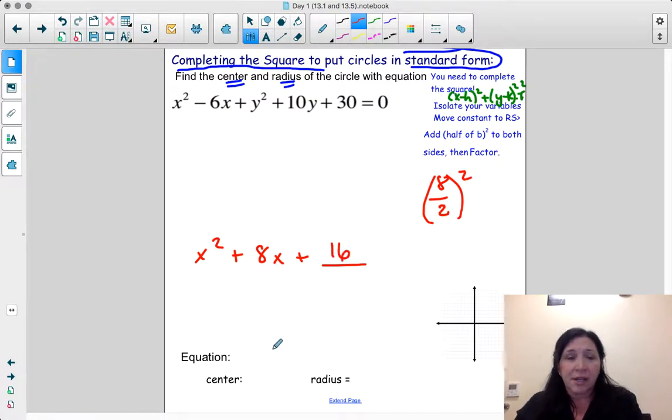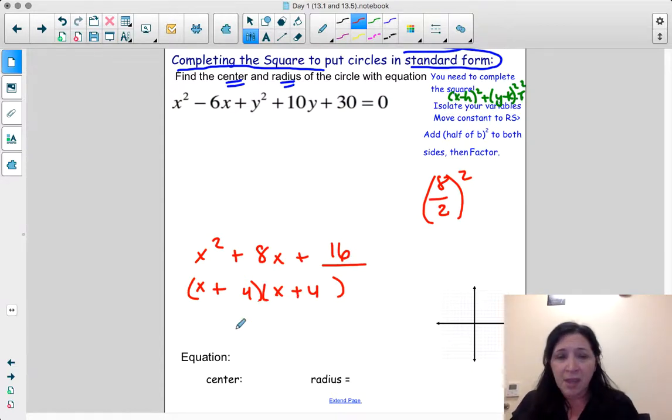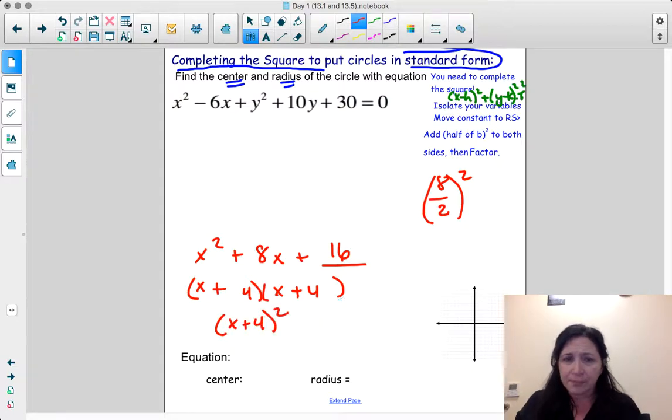I have finished it. It's complete. It's a perfect square, which means that it'll factor into a perfect binomial, x plus 4 and x plus 4. What's the same number that multiplies to be 16? 4 times 4. And then you can rewrite that as x plus 4 quantity squared.